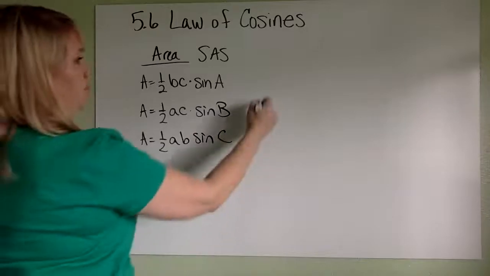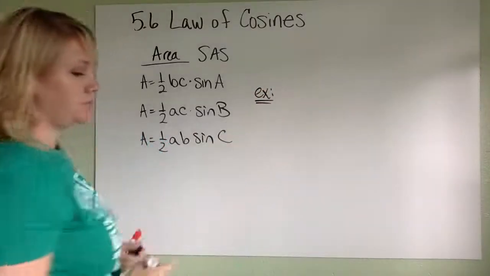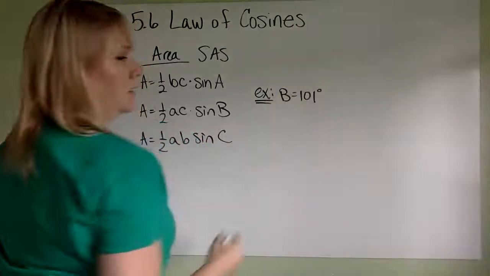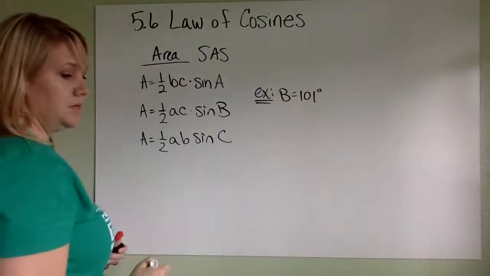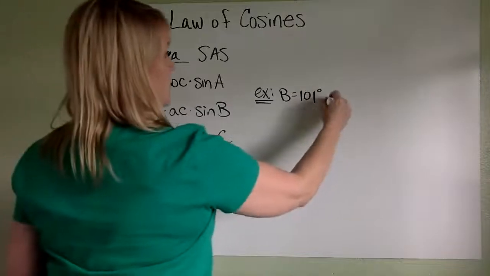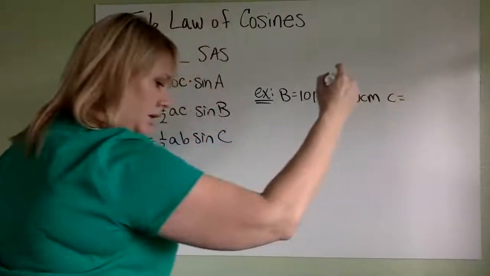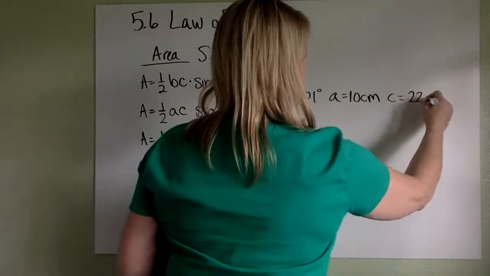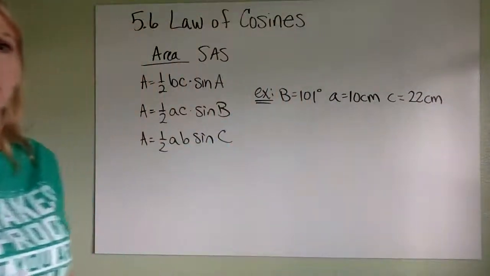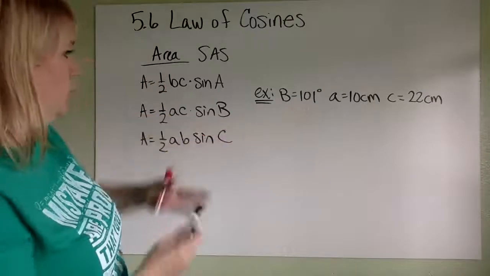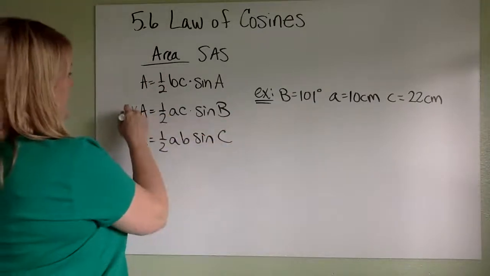So what if they give us angle B, which is 101, side A, which is 10 centimeters, and side C is 22 centimeters. Okay, so that's our example. Which of these would we use? Well, we have angle B, so we're going to use the middle one right here.